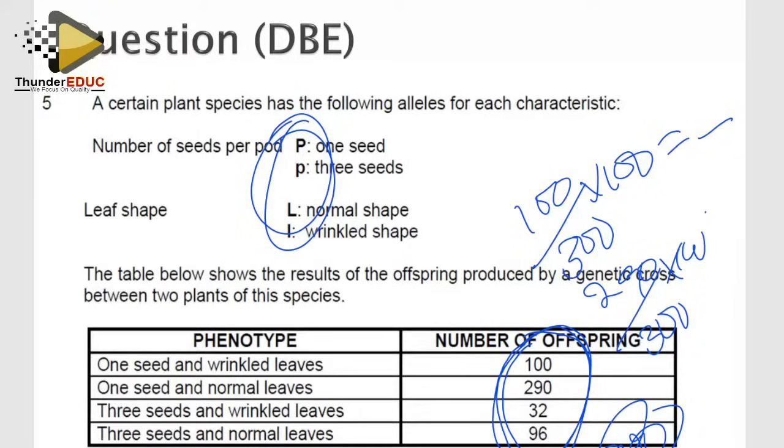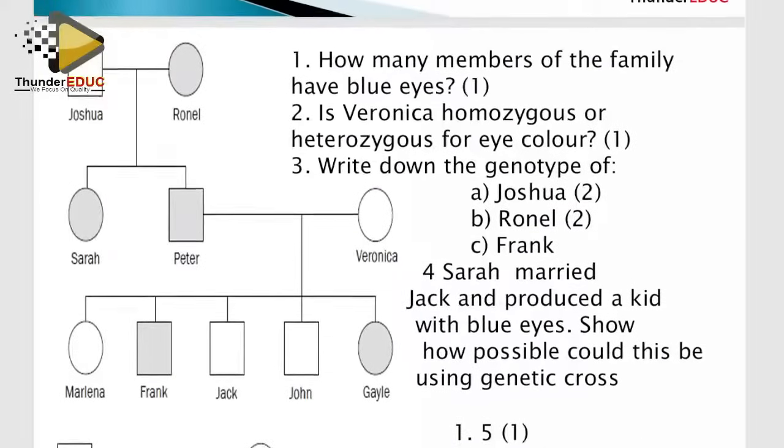So you understand? If they ask you the percentage, please don't confuse the ratio with the probability. If they want a ratio, it must be a ratio. If they want probability, yes, you can say the probability, or the percentage. Let's go to the pedigree, guys.